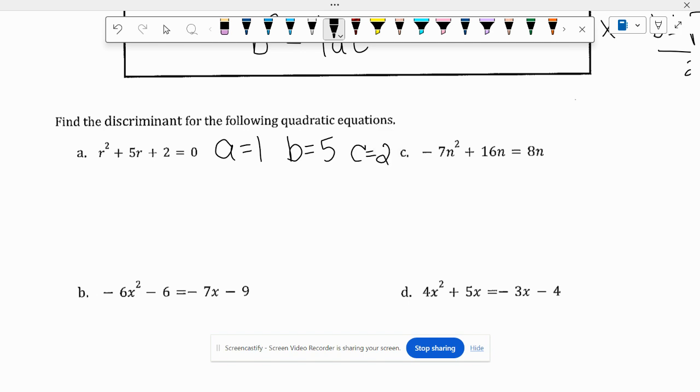So the discriminant is b squared, so 5 squared, minus 4 times a times c. Well, you could either A, put all of that into your calculator, or B, use your super happy thinking brain. 25 minus 8 is 25 minus 8 is 17.